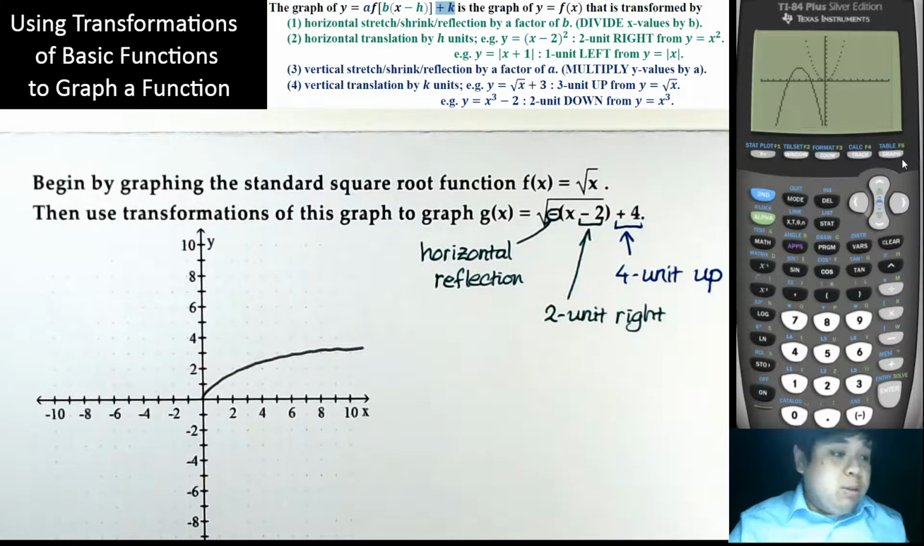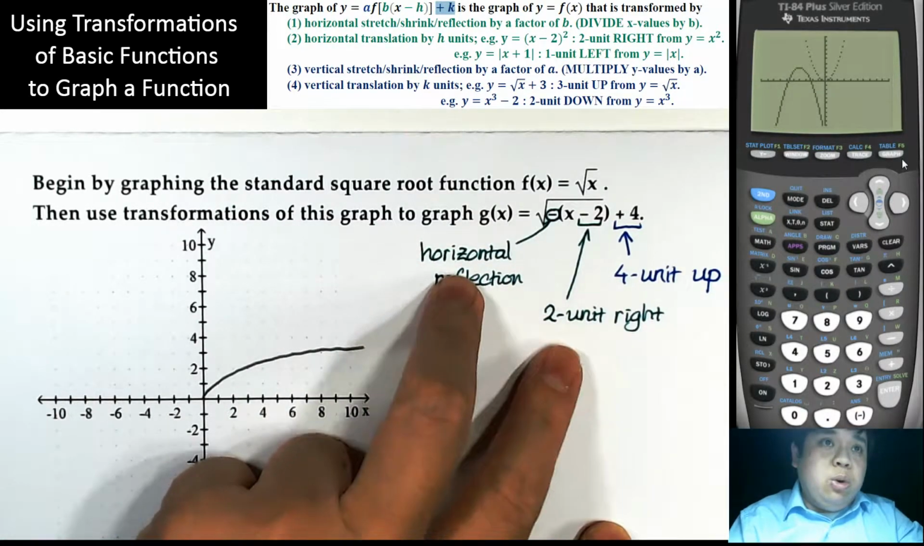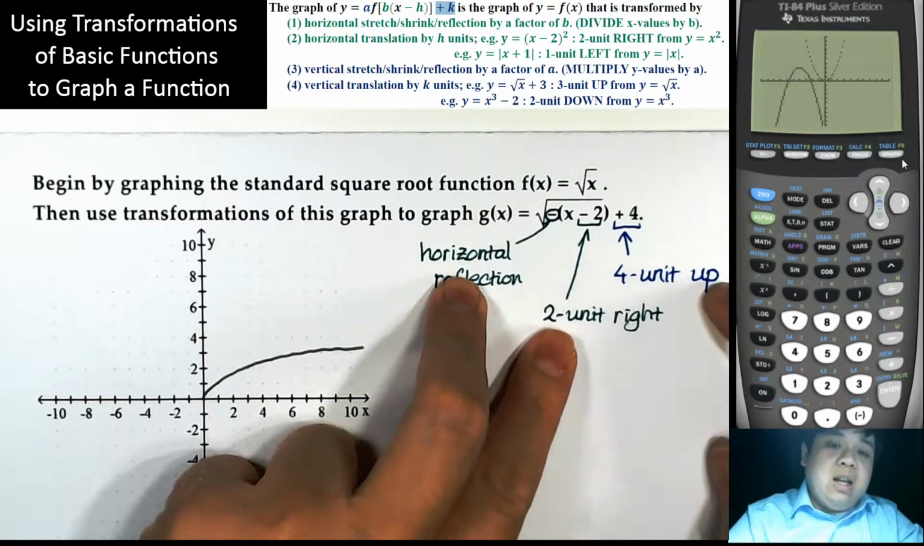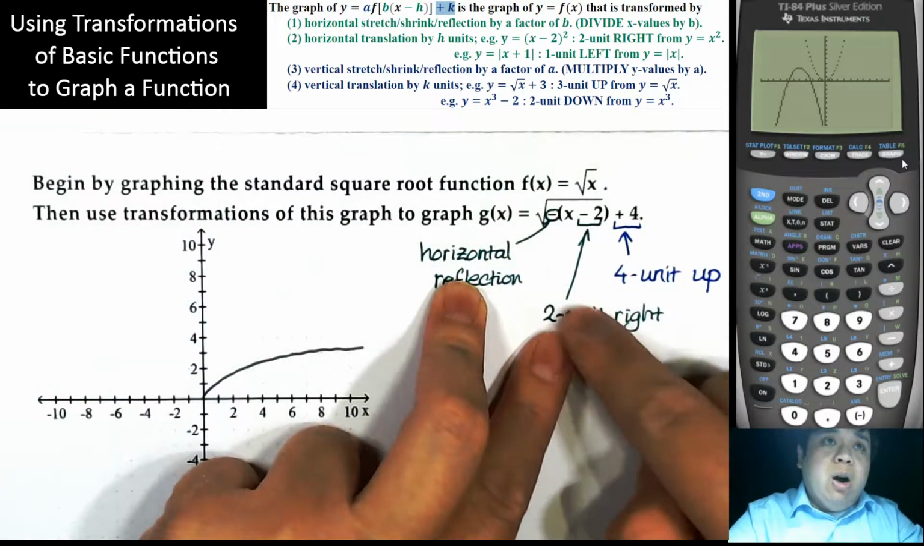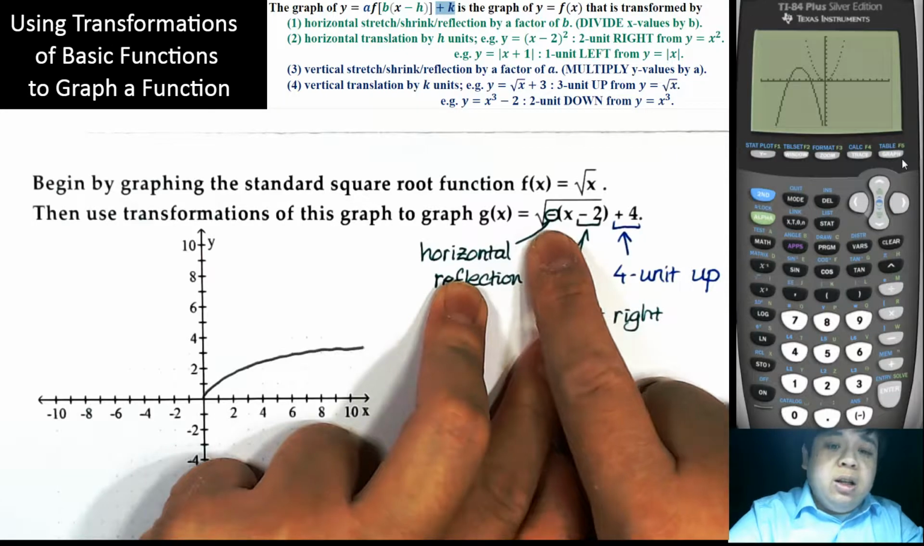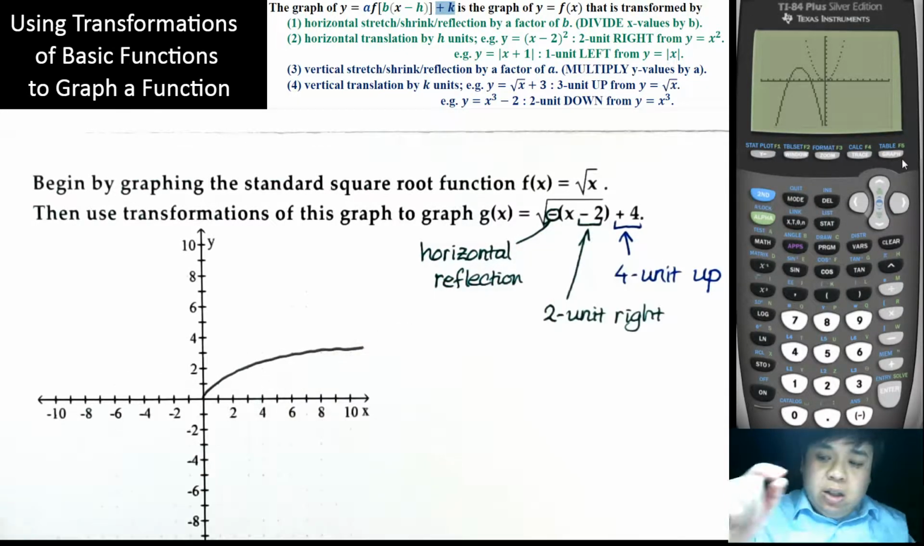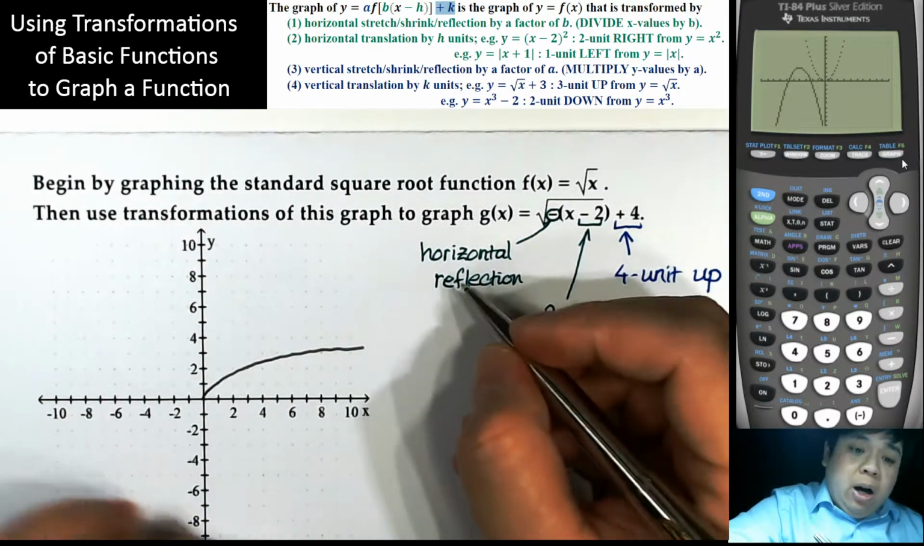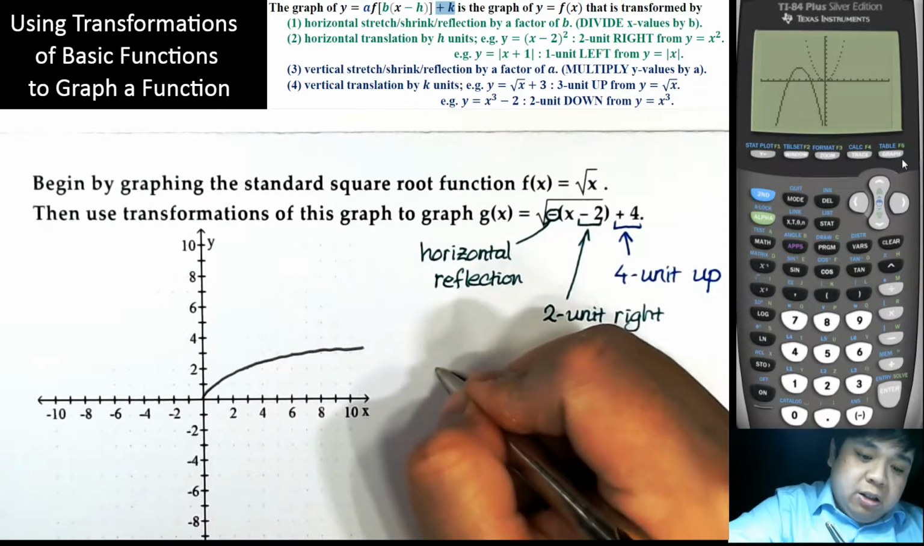Now try to put them together. Always inside and outside, so those two first. This will be the last transformation. Of these two, we multiply with the negative sign first, and then we subtract later. So the first thing we do is horizontal reflection.